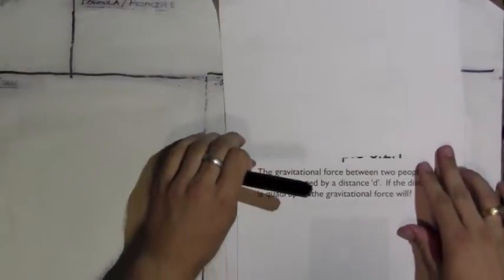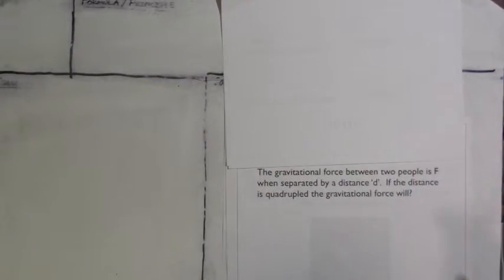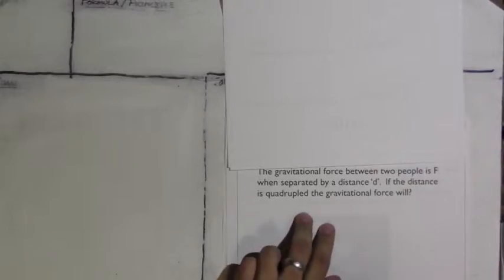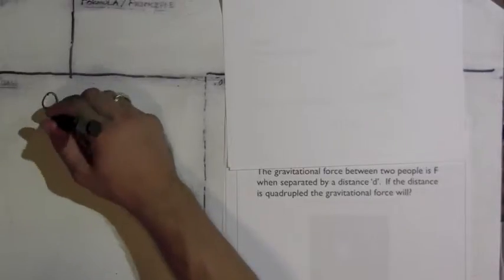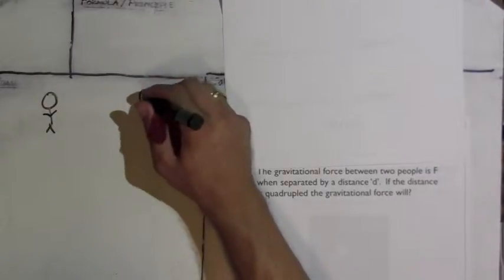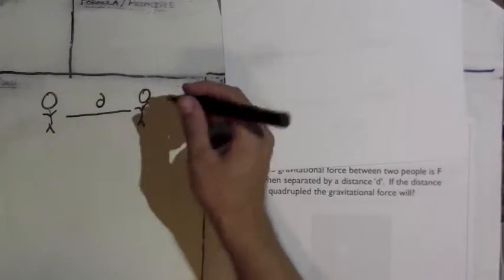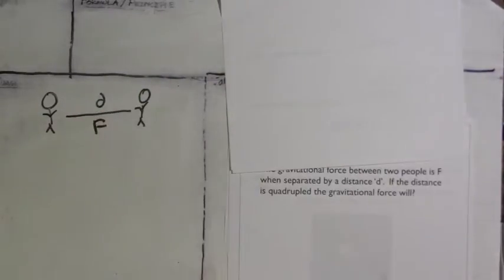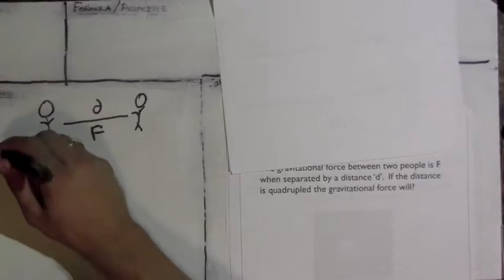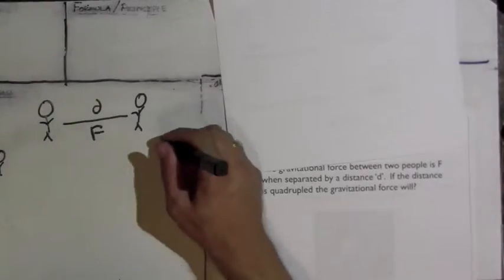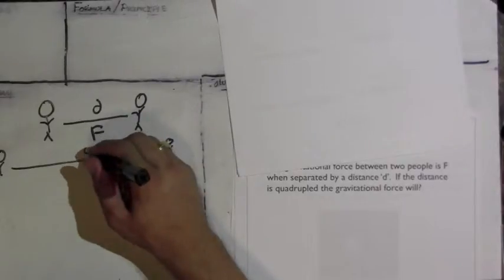Alright, this example says the gravitational force between two people is F when separated by a distance of D. If that distance is quadrupled, what will the gravitational force be? So you have person A, you have person B, they are separated by a distance of D, and they have a gravitational force of F. So if you were to quadruple that distance such that these people are much further away, you want to know what impact that has on the force.